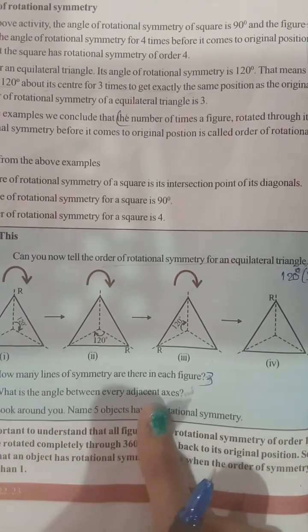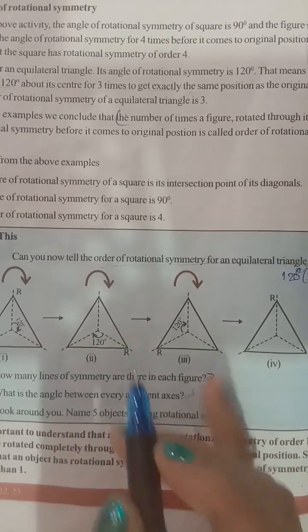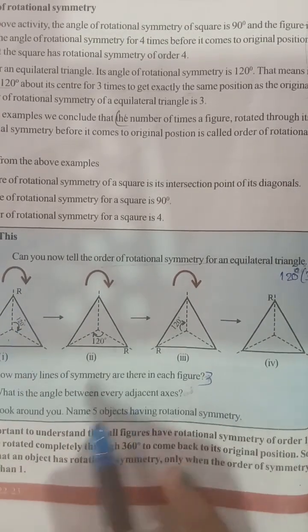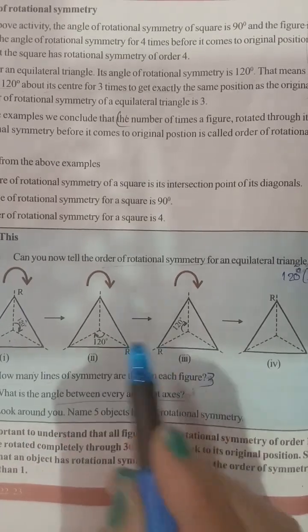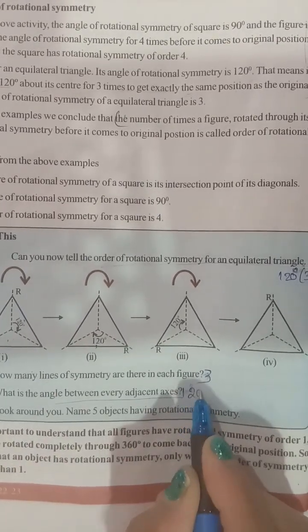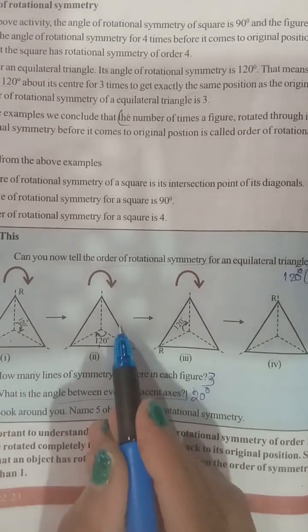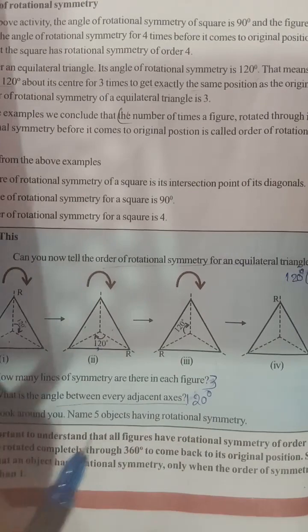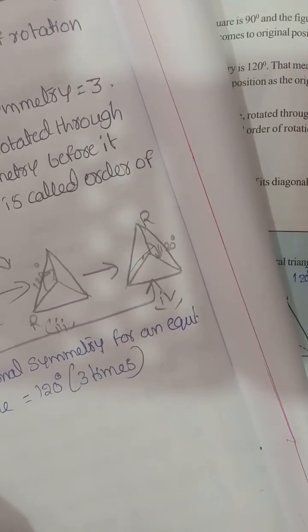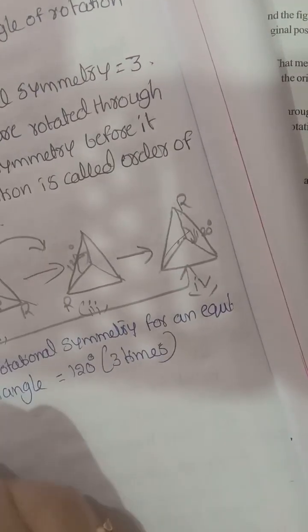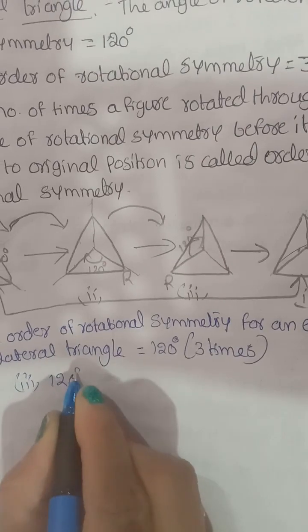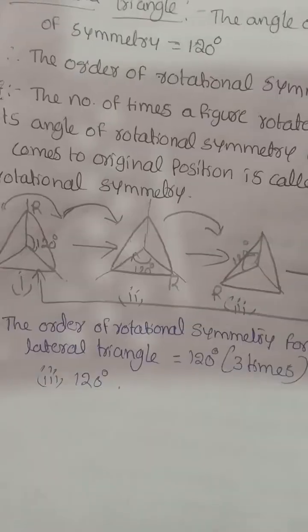What is the angle between every adjacent axis? Adjacent axes means this line and this line. What is the angle between them? The answer is 120 degrees. Are you understood Gagan Sai? The angle between adjacent axes is 120 degrees. All three answers are done: the first answer is 3 times, the second answer is 3 only, and our third answer is 120 degrees. Are you okay Gagan Sai, neatly?